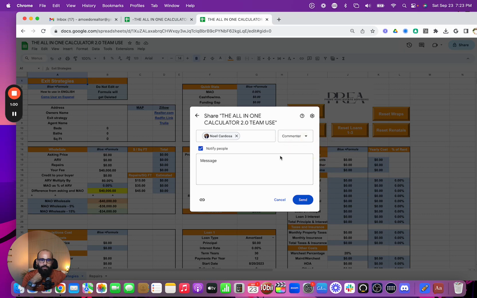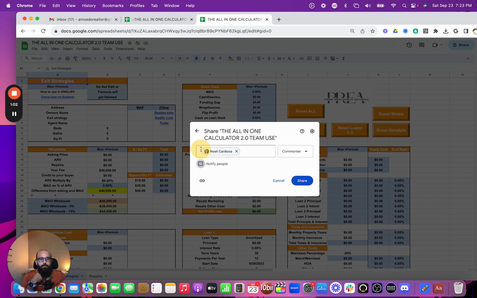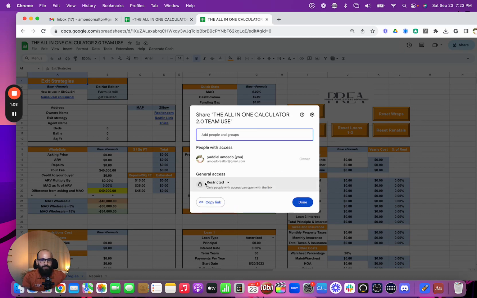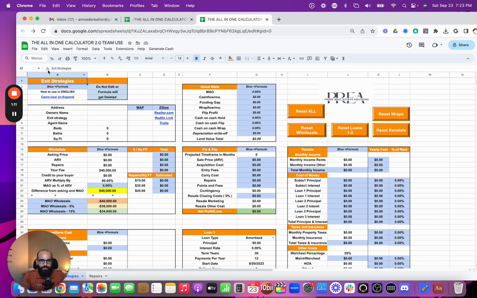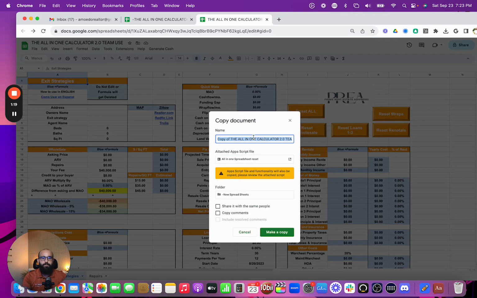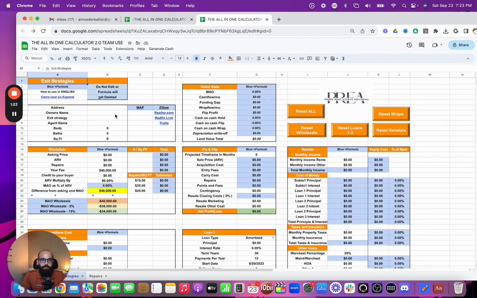sometimes as a commenter, so they can give me updates on it. But I do not let them click on editor and have them edit this. Again, nobody gets to edit this. The only thing that happens here is everybody comes, clicks file, make a copy, and makes their own. So typically in our office, we click make a copy, and then the name of the new file is whatever address we're underwriting, and that's how we stay organized, okay?